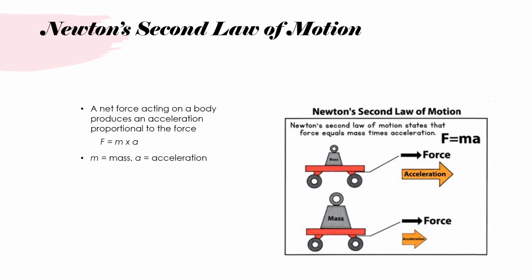Newton's second law of motion describes the relationship between the net force acting on an object, its mass, and its acceleration. It states that the acceleration of an object is directly proportional to the net force applied to it and inversely proportional to its mass. Mathematically, it can be expressed as F equals m times a, where F is the net force applied to the object, m is the mass of the object, and a is the resulting acceleration of the object.